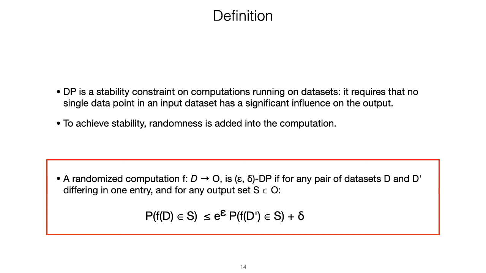For any pair of input databases that differ in at most one entry, the probability distribution over all possible outputs of the computation doesn't change much when the computation is invoked on one database or the other. And there are two parameters, epsilon and delta, the main one being epsilon, as it controls how much the distribution can change. And the interpretation is that it bounds the privacy loss that can occur through the computation.